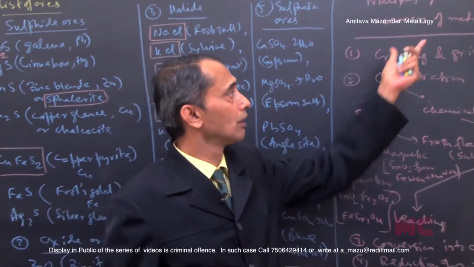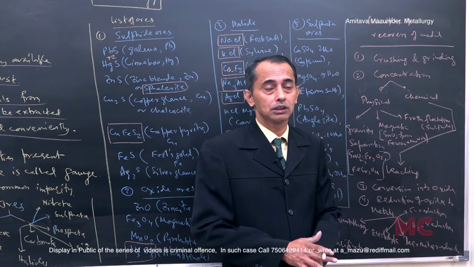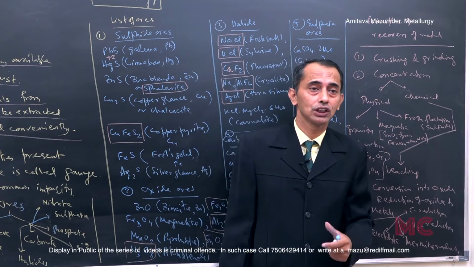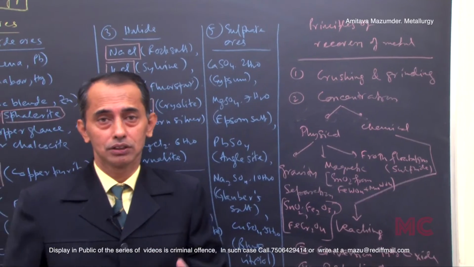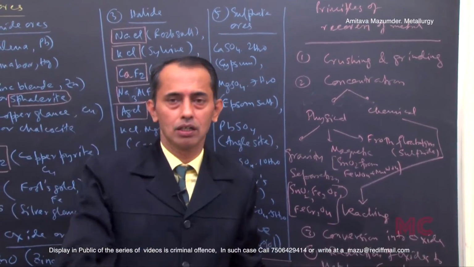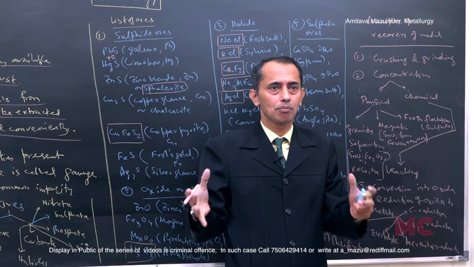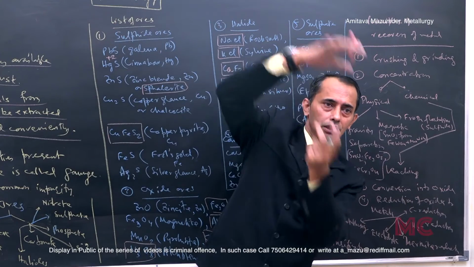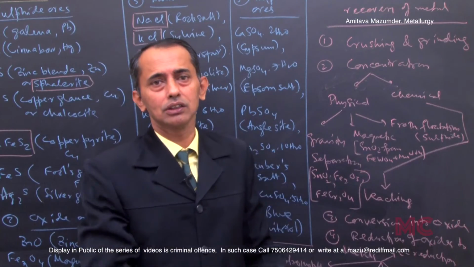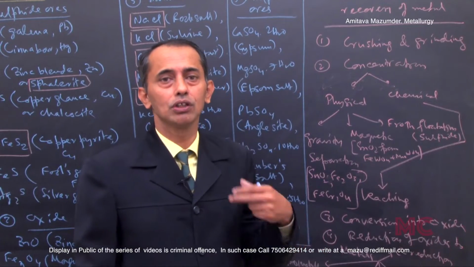Now, principles of recovery of metal. I said initially, at the start of this chapter, that first we do crushing and grinding, and we go for the ball mill. It is a big round, spherical container in which big iron balls are there, which go up and then fall down when it is rotating, called ball mill. Crushing, then grinding, and then we go for the concentration.